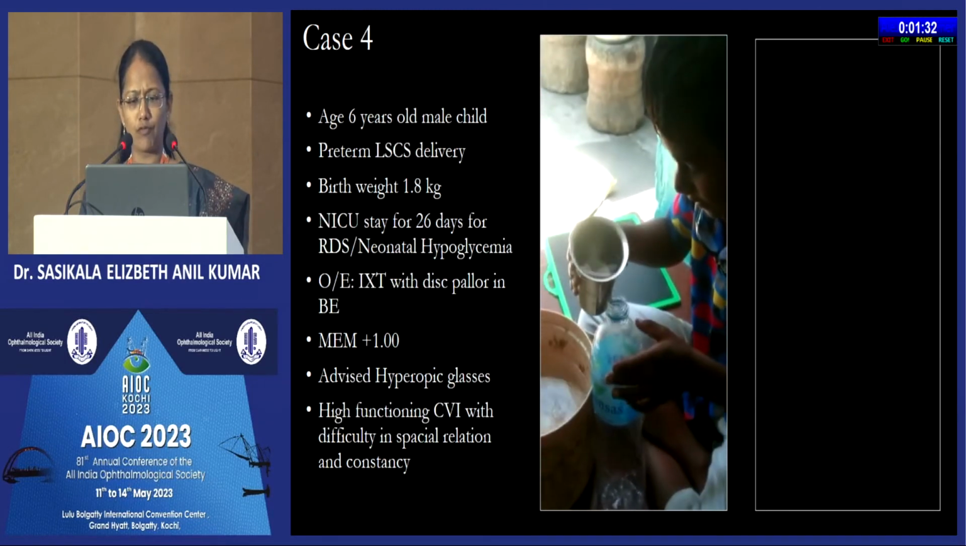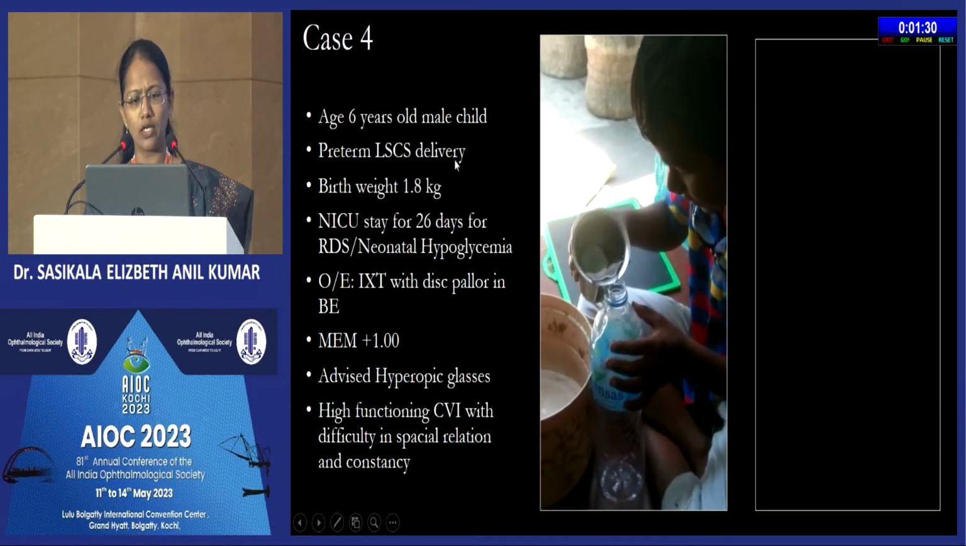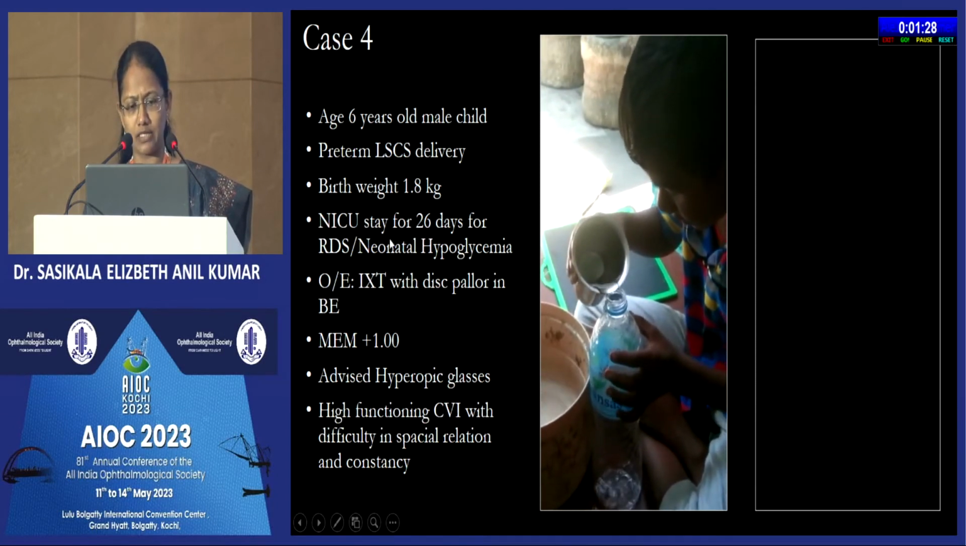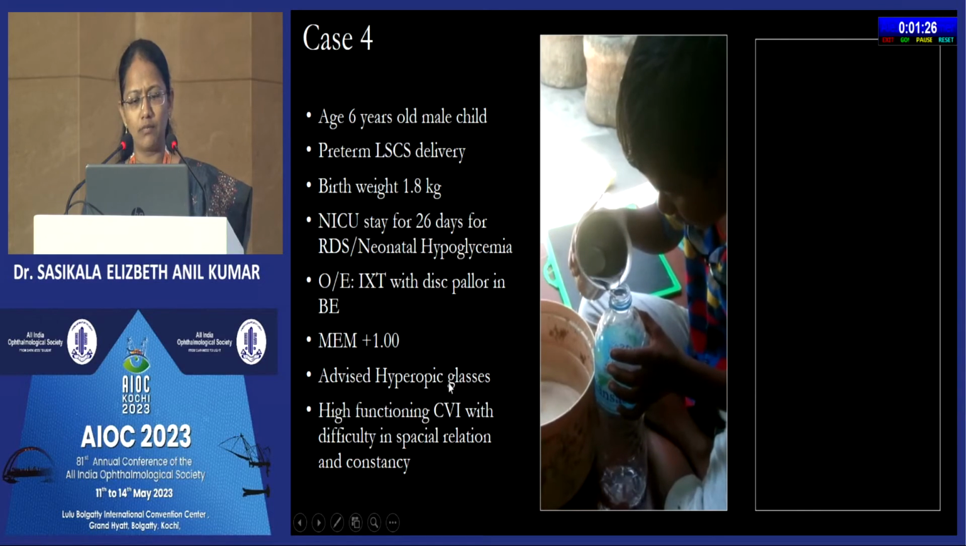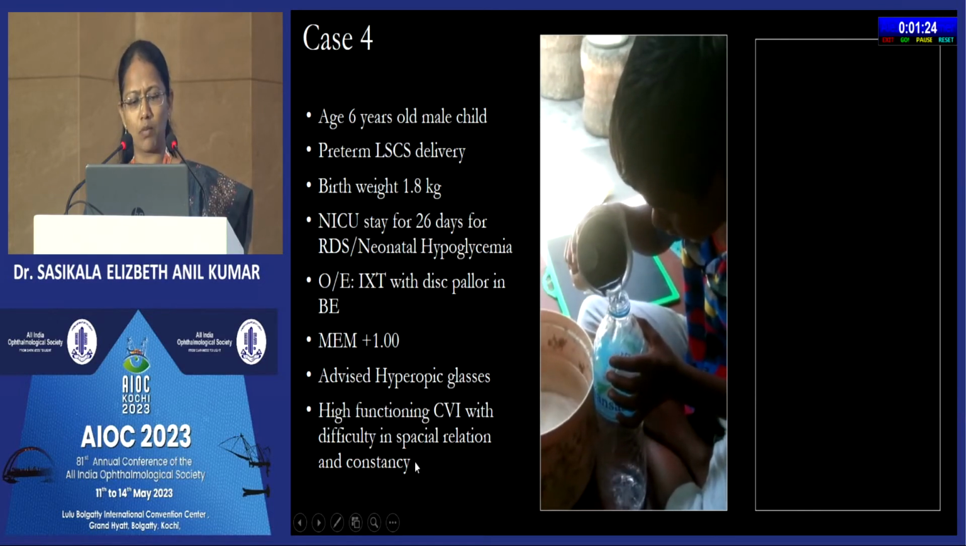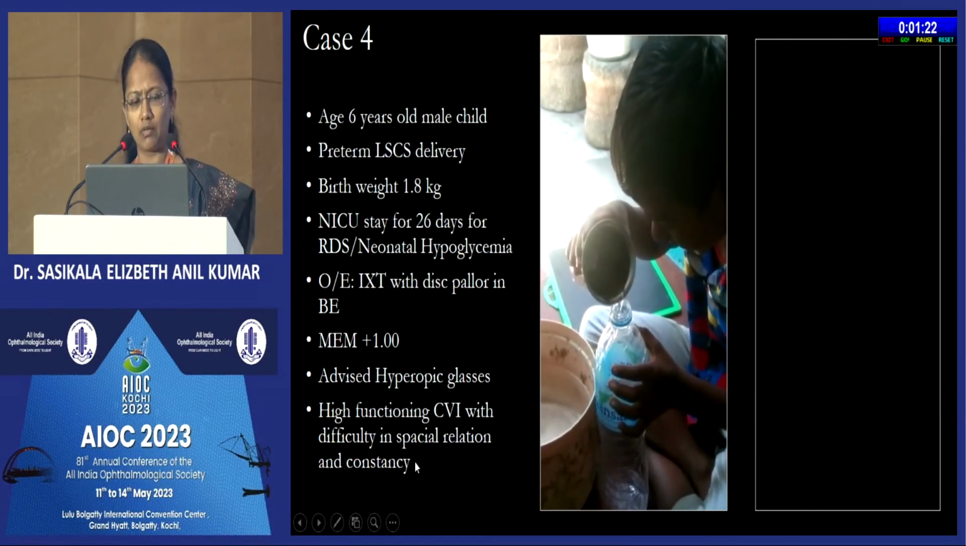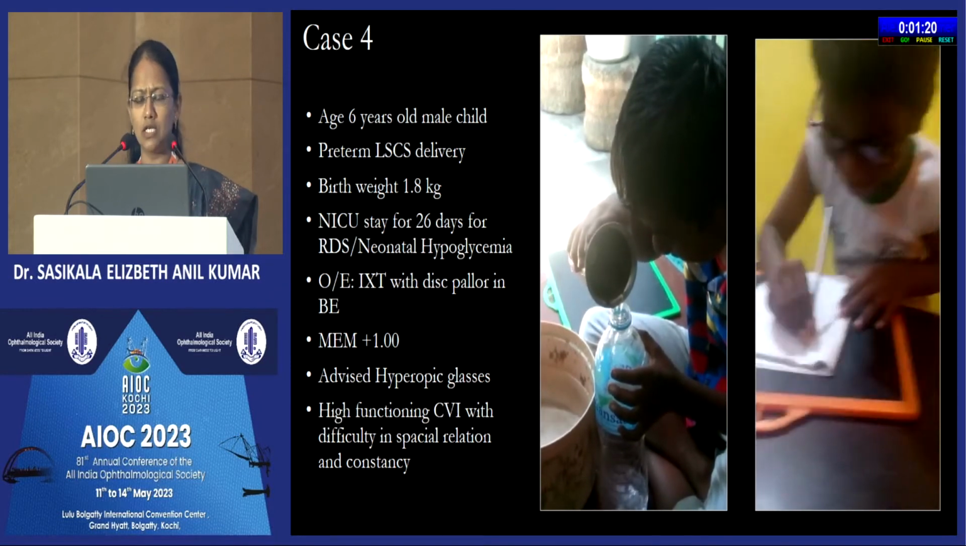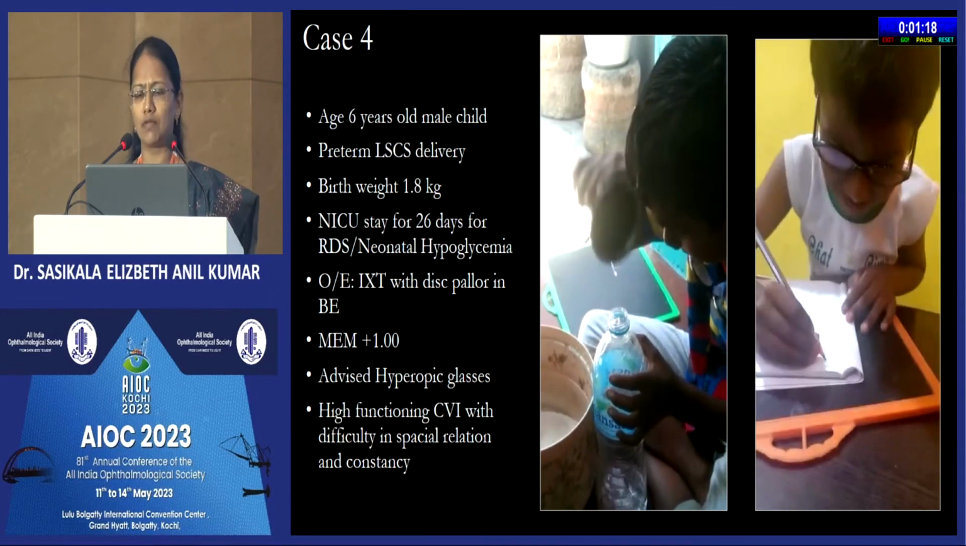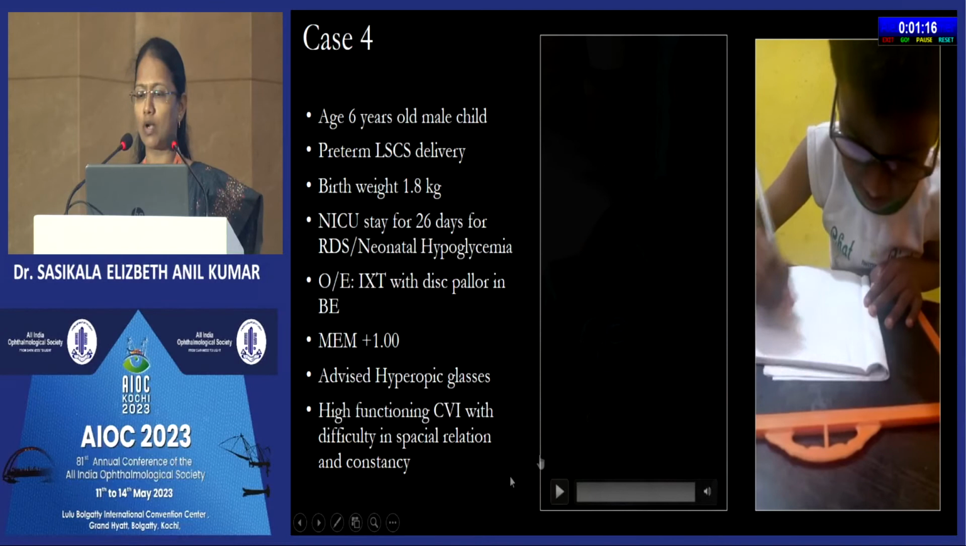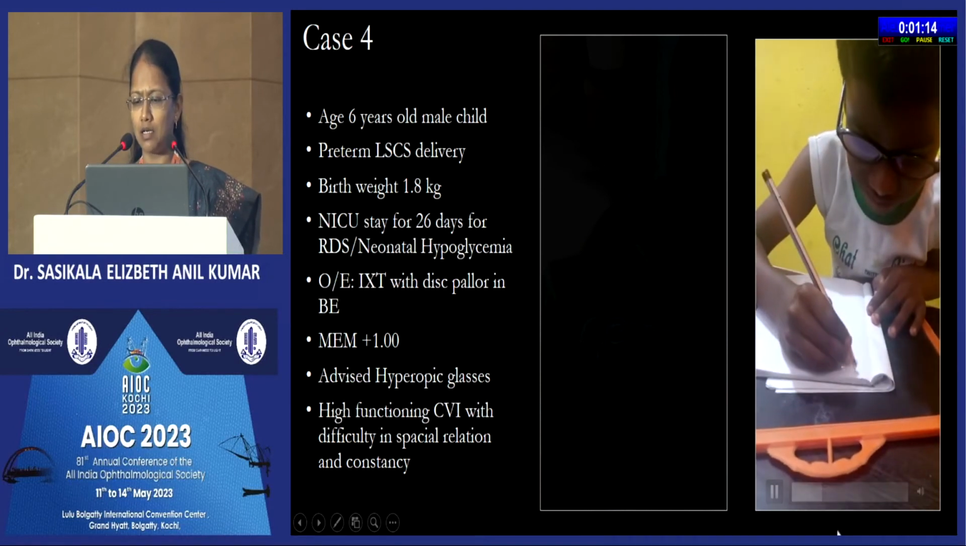This is a case of a 6-year-old boy who had neonatal hypoglycemia, disc pallor. We prescribed hypermetropic glasses. His main problem was spatial relation and contrast. He was a high-functioning CVI child. Slowly, simple tips were given at home. He was able to comply. Parents were more encouraging. He started reading and writing.